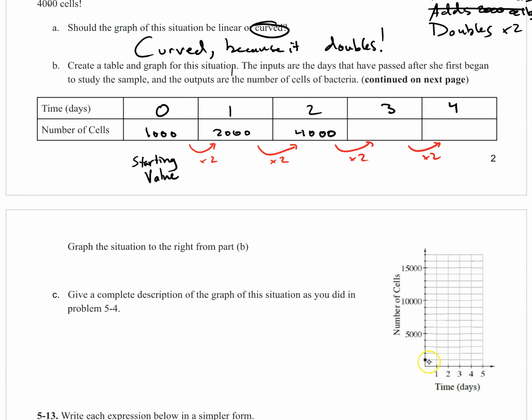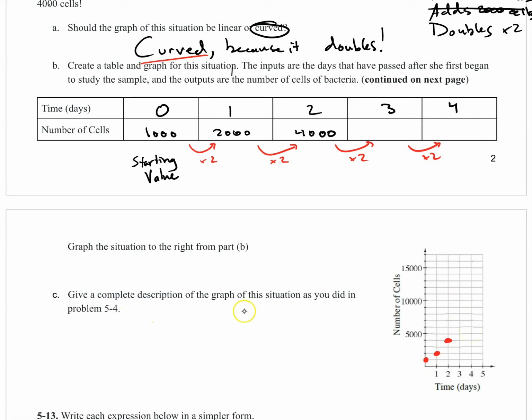Okay, and if we put it on the graph, day 0 is filled in for us. Day 0, there are 1,000 cells. Day 1, we have 2,000. Day 2, there are 4,000. So as you can see, it's not a straight line. It curves because we have doubling.